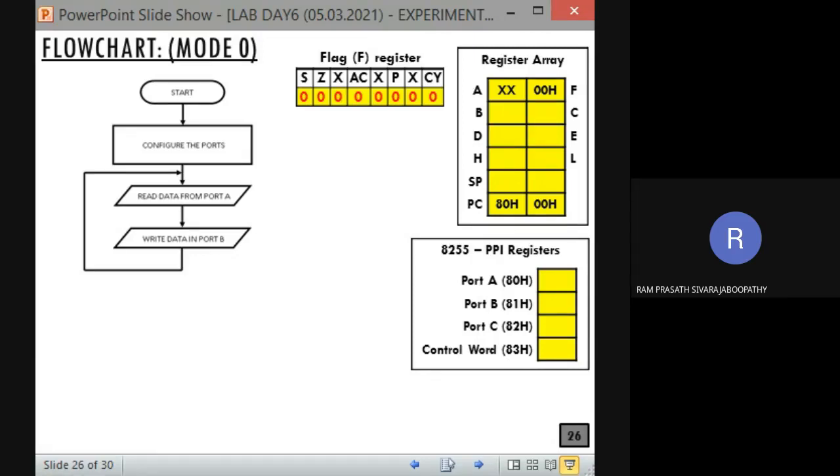ஓகே. So 90H, I will type it in the chat. 90H must be written into the control word register. CWR ல எழுதணும். control word registerல நான் என்ன பண்ணணும்? 90H என்ற வேல்யூவை எழுதணும். கரெக்ட்?